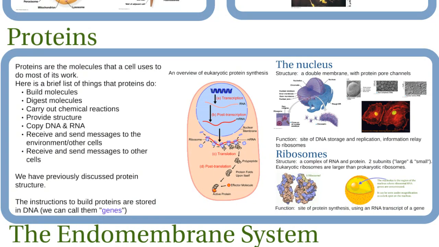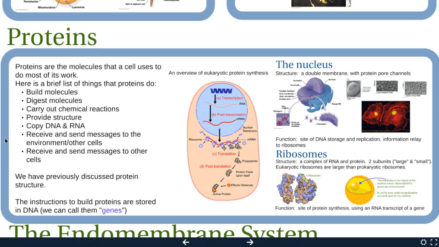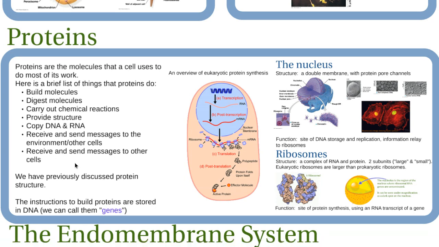So proteins. Proteins are the molecules that a cell uses to do most of its work. I call these the minions of the cell. Proteins do everything. It's like Gru telling the minions to go do the bidding of the evil, the evil taking over the world type stuff. And then the minions just go out and do it. And that's what proteins do. They build things, they build molecules, they break them down, digest them, they carry out chemical reactions, they receive and send messages. We previously discussed protein structure, and the instructions to build them are kept within the DNA.